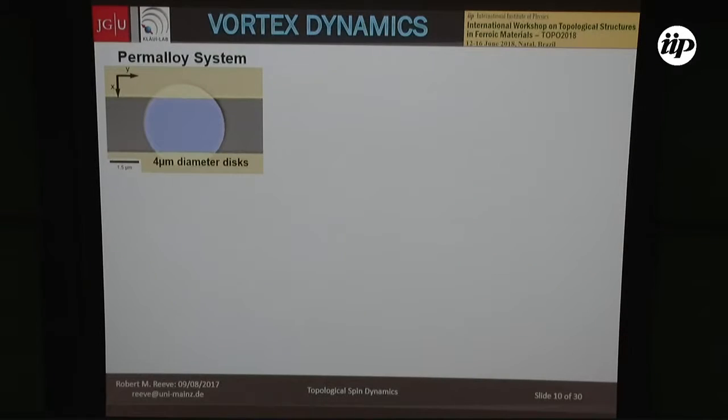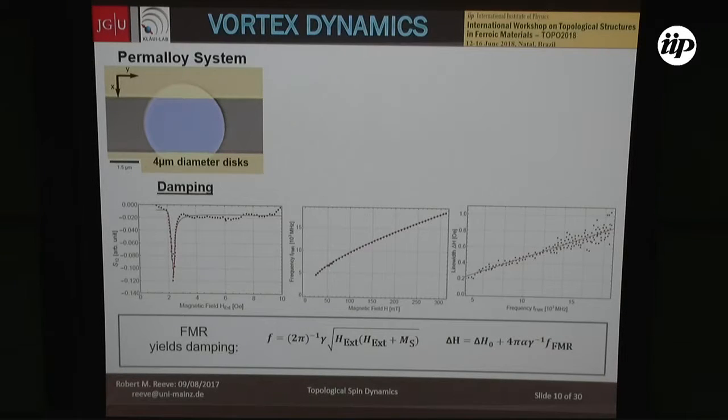So these are the samples that we've made. In this case, we have permalloy discs, 4 microns in diameter. And here you can see the contact pads. And firstly, what we want to do for these systems is analyze the damping. And this we do with ferromagnetic resonance. And through this, we can extract a relatively low value of the damping of 6.1 times 10 to the minus 3.